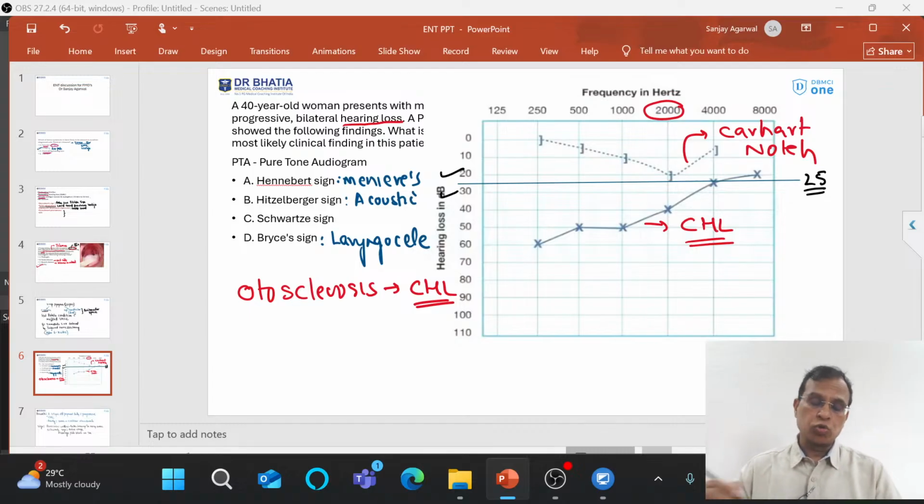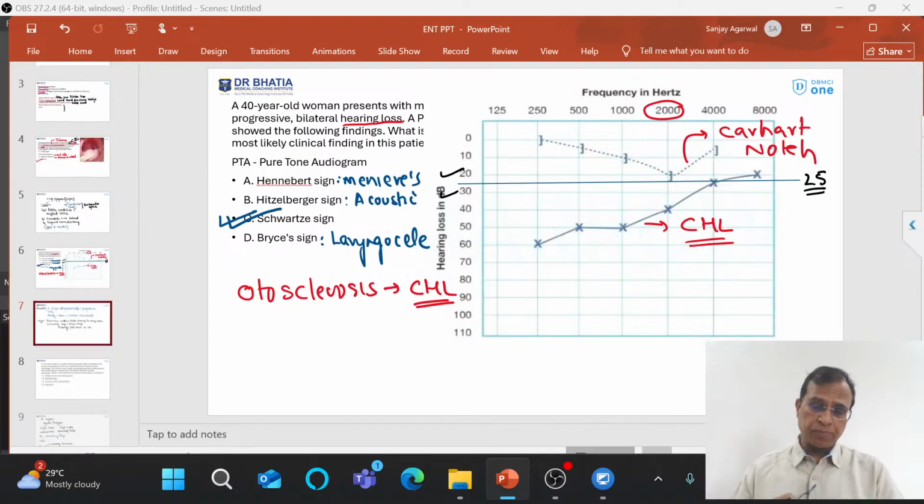So these three are not seen in otosclerosis. What is that? Schwartz sign. So Schwartz sign, C is the correct answer. And I think many of you have answered. Vipul answered correctly. Sue answered correctly. Aman Singh, Ranjan Sahani, Anuruddh Sahani. Many of you have been able to answer correctly. Very good. Great.